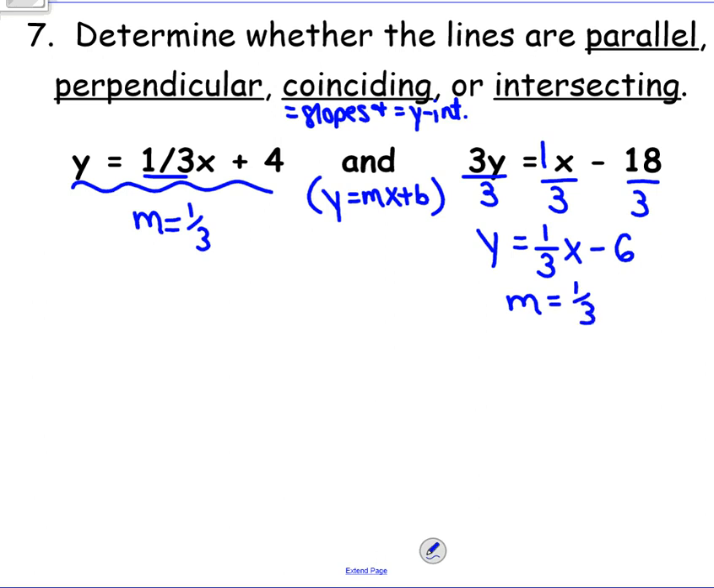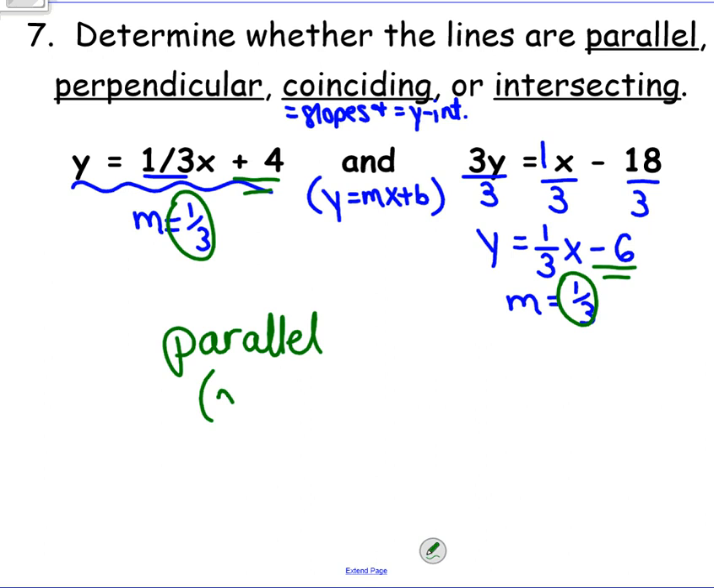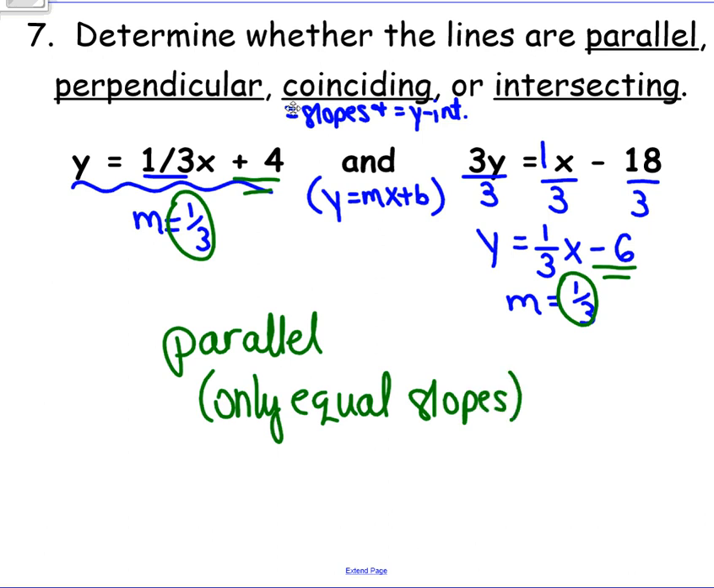So I recognize that my slopes are the same here. The other thing that I double check is that they have different y-intercepts. So they're not coinciding, they're just parallel. So only equal slopes. Perfect for that. So check off number 7. We're making it here, one thing at a time.